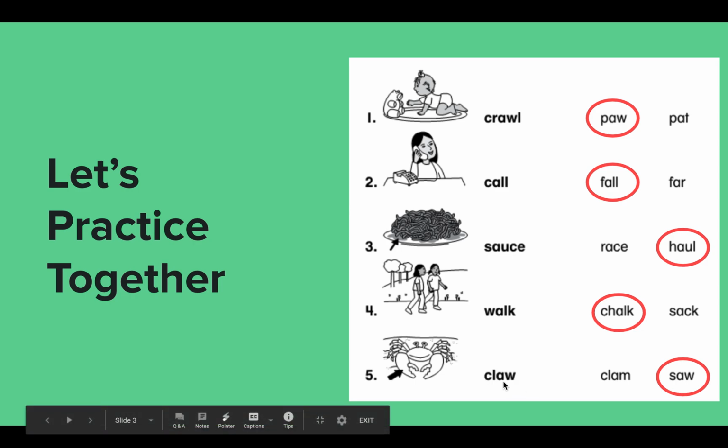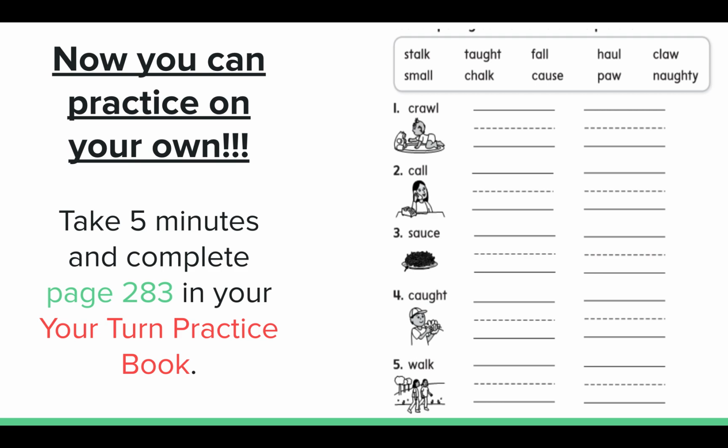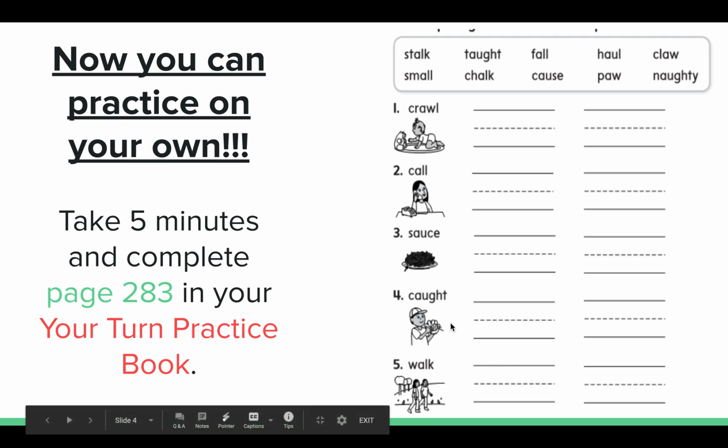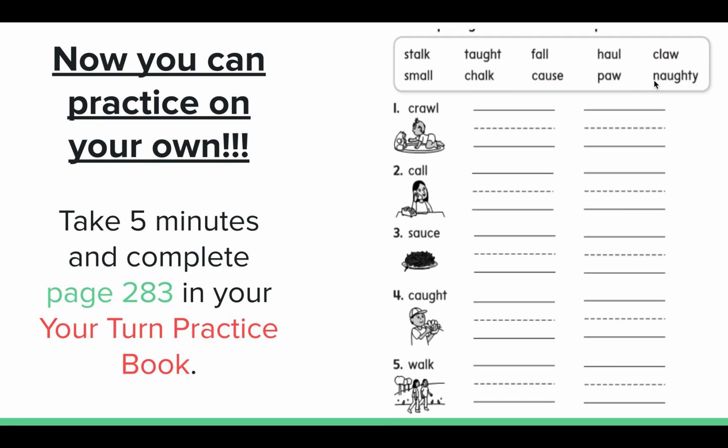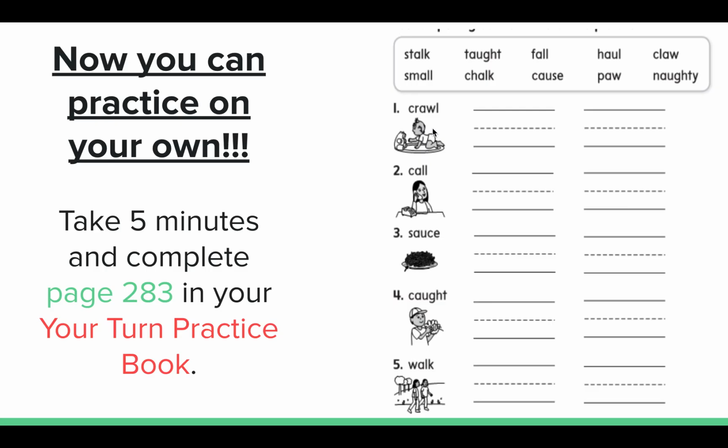Great job. Now I want you to take out your practice book and turn to page 283. Give yourself 5 minutes. What you're going to do is pick words from the word bank up top and write which ones have the same ah pattern as the picture. We just went over these words, so you should be able to read them. Pause here and finish page 283.